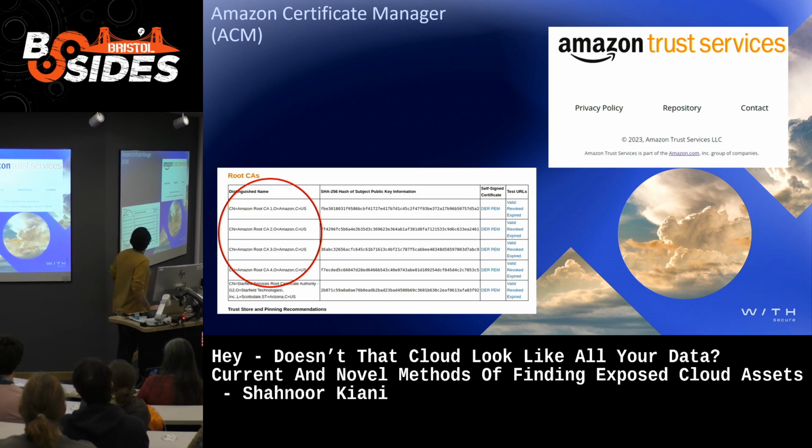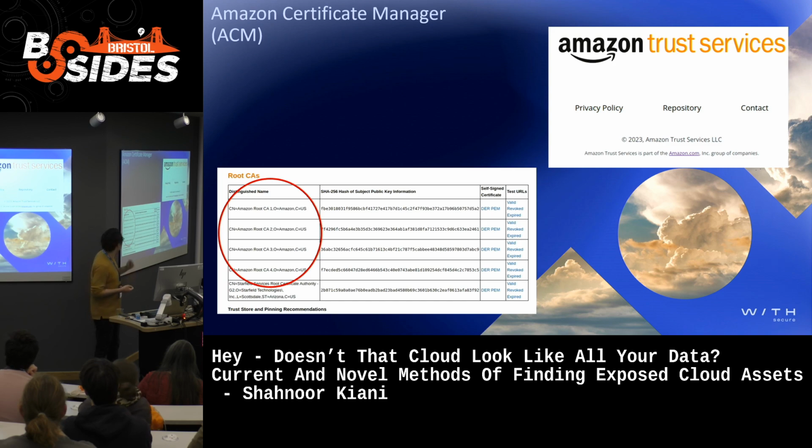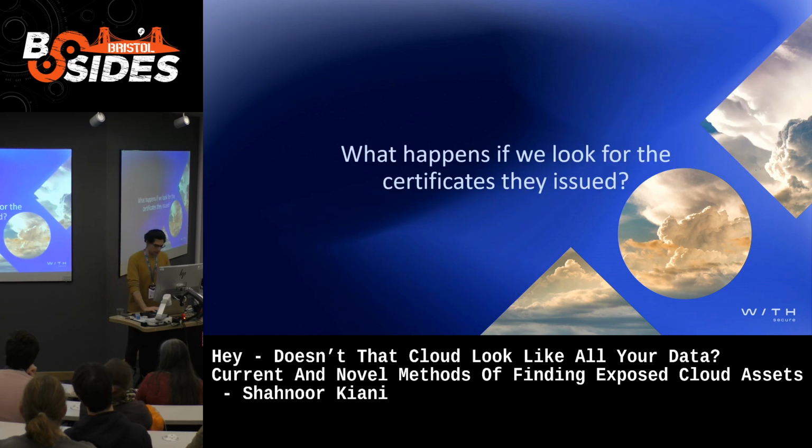AWS has its own set of CAs, and I found this website called AmazonTrust.com that lists all the information related to the certificate authorities it uses. And interestingly, it uses 4 root CAs for the certificates it issues. So when you use a certificate issued through AWS, it uses ACM, Amazon Certificate Manager. And this uses one of the 4 root CAs displayed here. When I found this out, I asked myself, what happens if you look for the certificates issued by one of these 4 CAs?